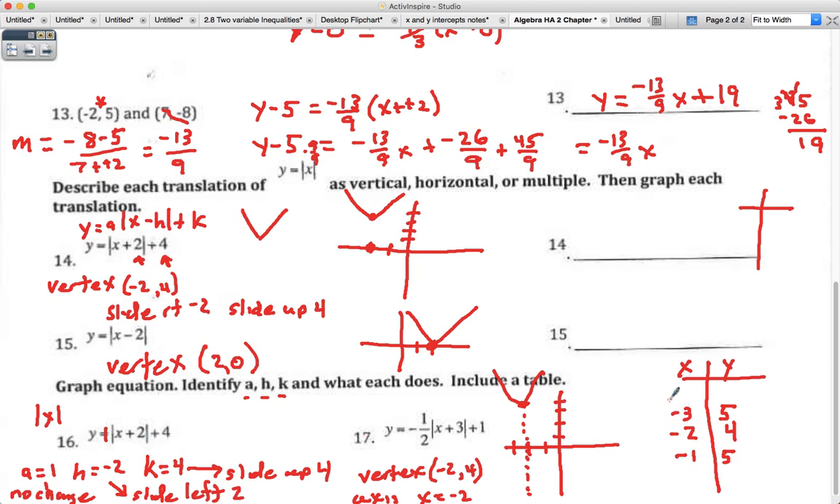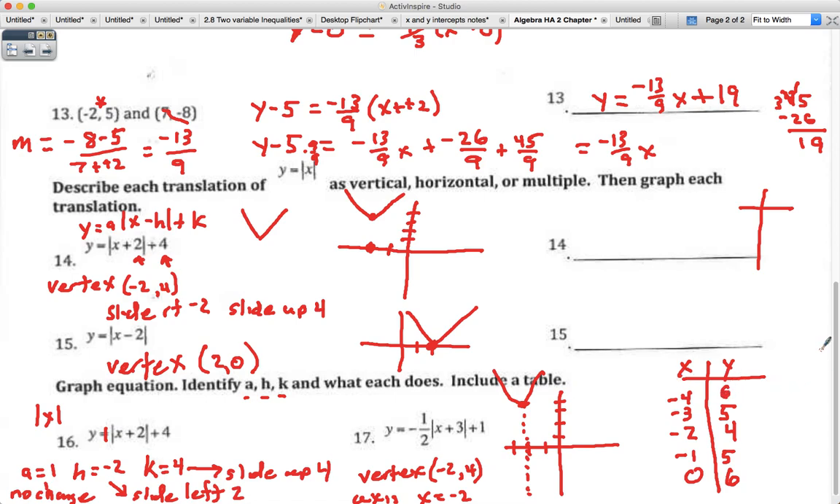I can continue this. I could put -4 in, and then I can put 0 in. I'll concentrate on 0, it makes it a little bit easier. So I know 0 and -4 have the same y value. 0 plus 2 is 2. Absolute value of 2 is 2, plus 4 is 6. I should get the same thing up here. -4 plus 2 is -2. Absolute value of -2 is 2. 2 plus 4 is 6.